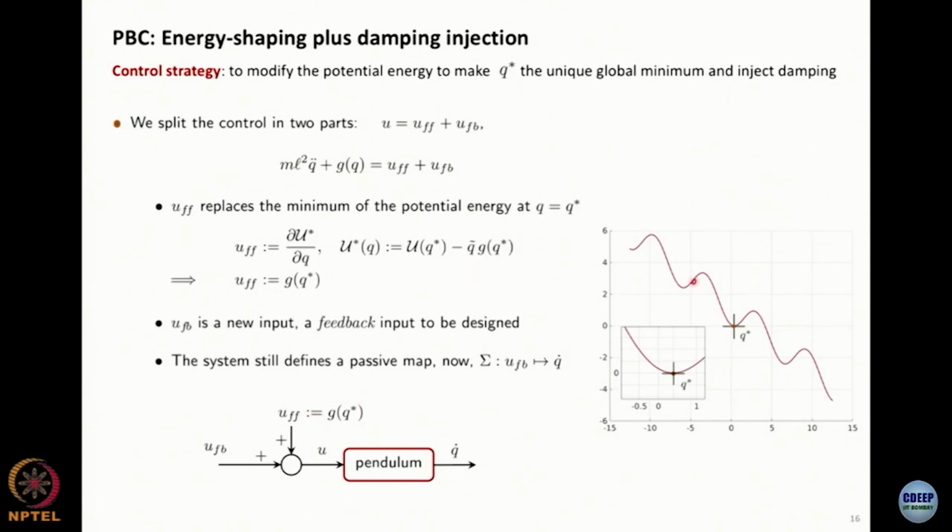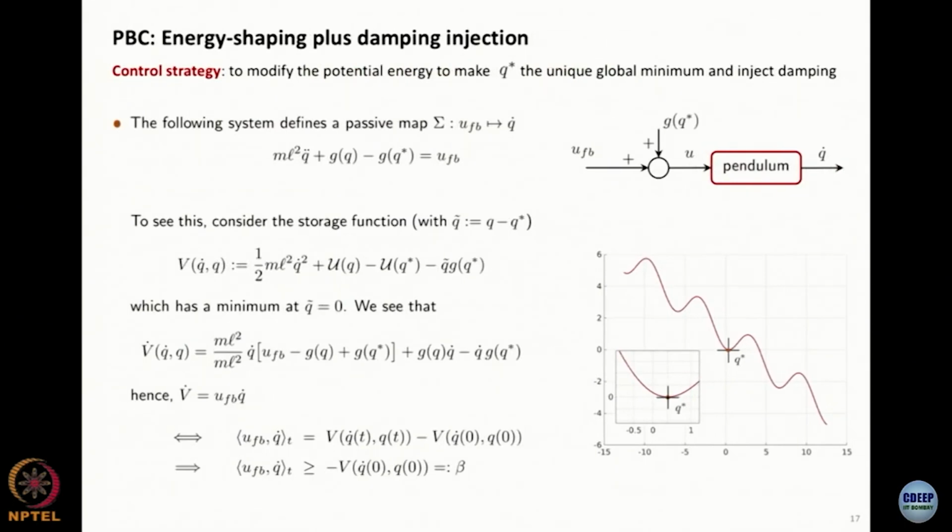I still have several minima, right? But my system is still passive. All I did was basically add this offset and this line here, and now my system will still be passive from a new input that I'm going to call u_FB for u feedback. So there is a feedforward and there is a feedback. The feedforward is just shifting the minimum of the potential energy, using the gravitational vector evaluated at q star.